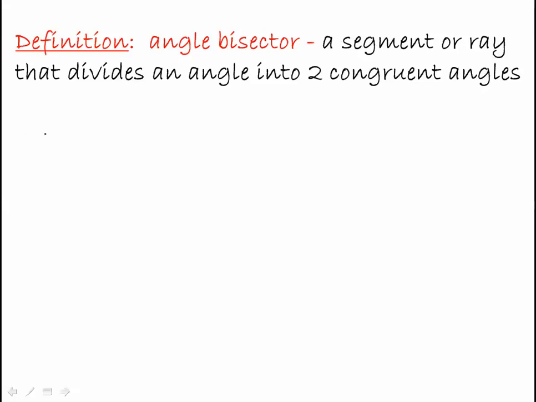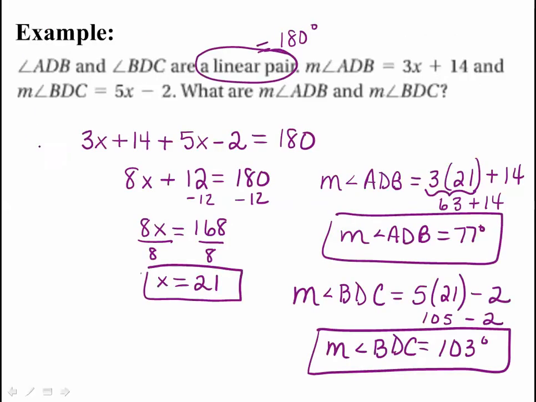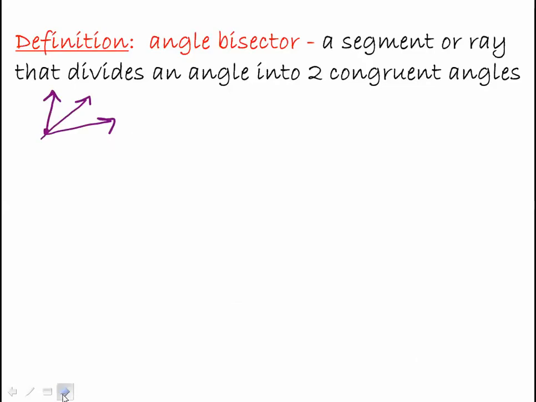In other words, if you have an angle and then you have a ray or a segment that cuts this angle in half, then that ray or that segment is the angle bisector. So in this case, this ray right here would be an angle bisector if it cuts the larger angle into two equal angles.